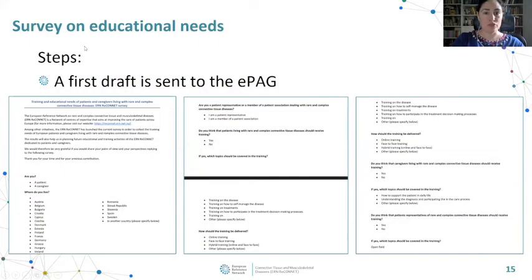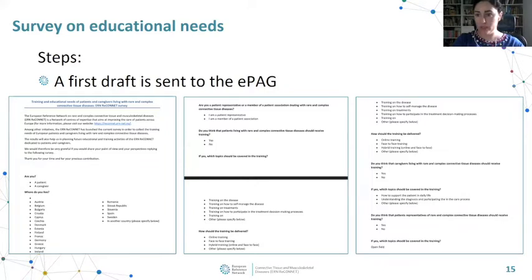So this is the first draft that got sent to the ePAG group. And you can see that this is just a Word document with the questions and the possible answers. And this is what we upload to a collaborative platform, which in our case is Google Drive. We have a Google Drive folder in which we work.